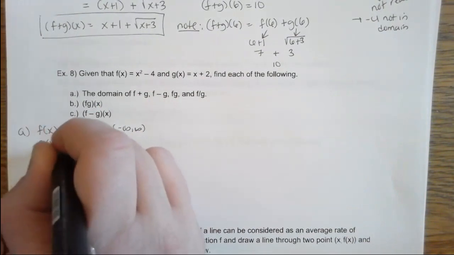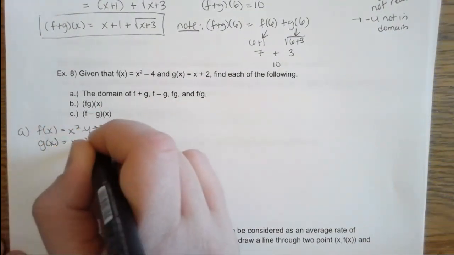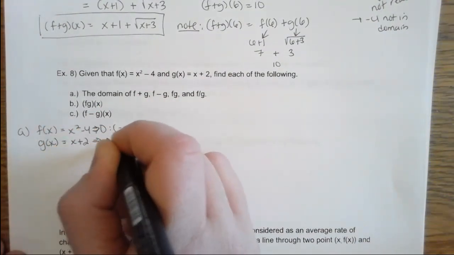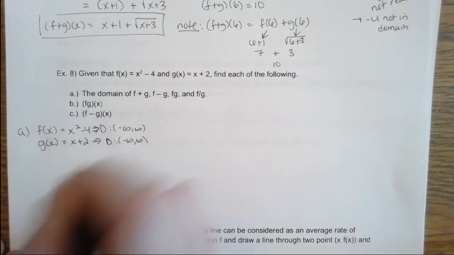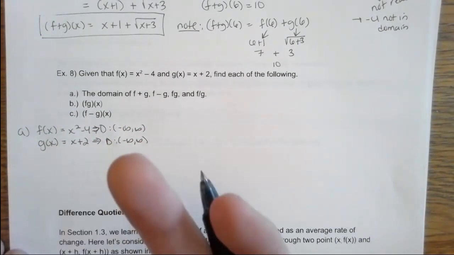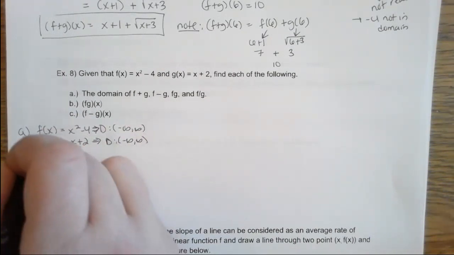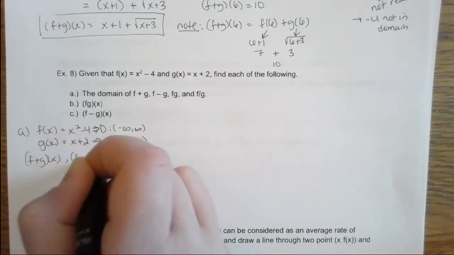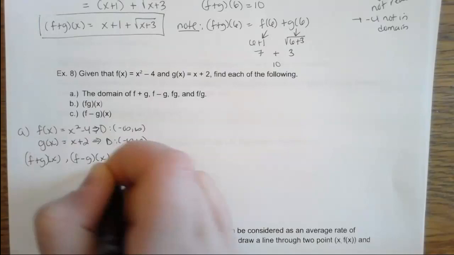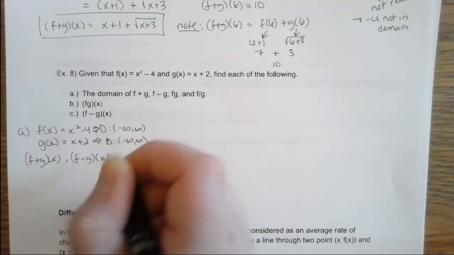And if I look at g of x, my domain there is also all real numbers. It's just linear. There's no issues. So putting these together, for f plus g, for f minus g, and for f times g, these all have the domain of all real numbers, because I'm just combining them together.